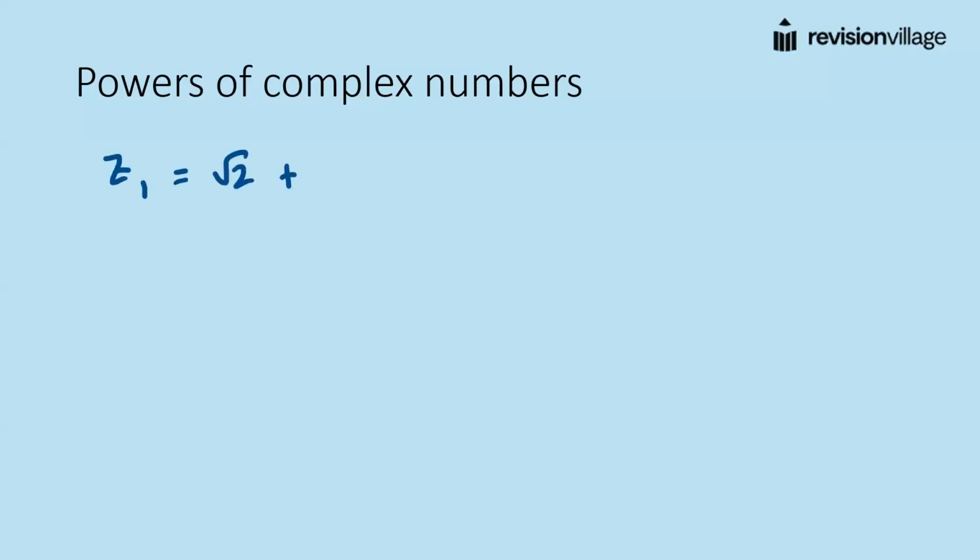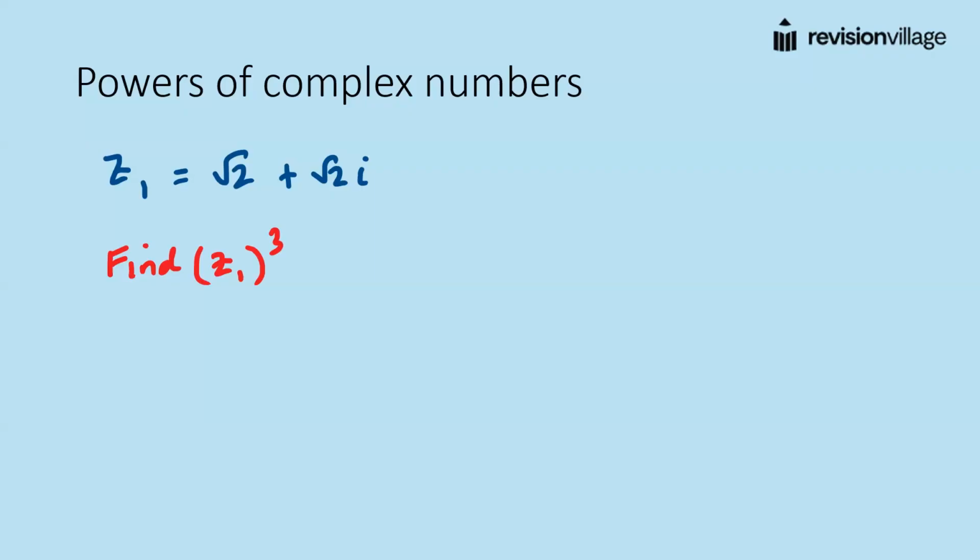So just noting here, let's suppose we have a complex number Z1, which is written in rectangular form. And this is the square root of 2 plus the square root of 2 times i. So this is a complex number with a real part of square root 2 and an imaginary part of square root 2. And the question is just find Z1 to the power of 3.